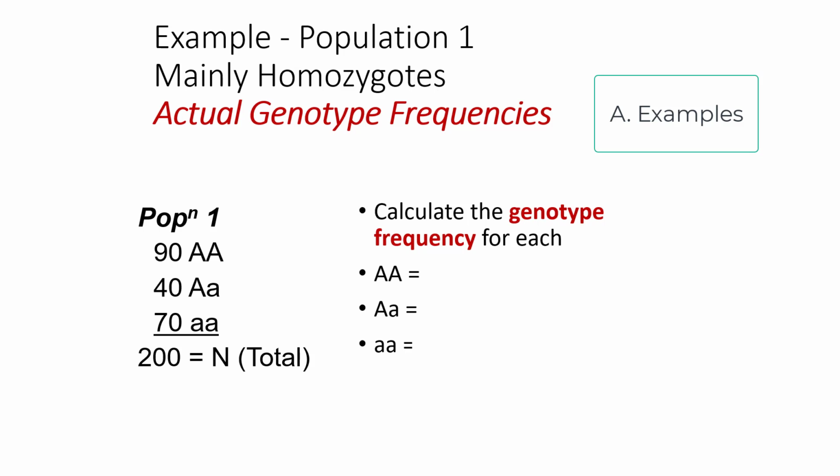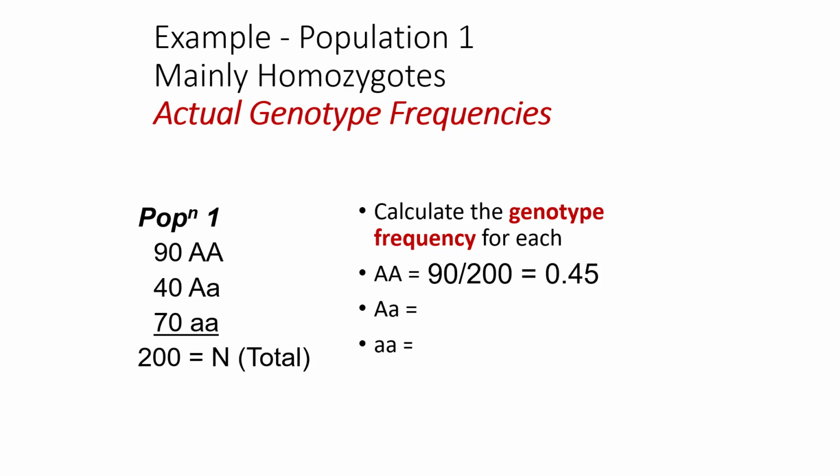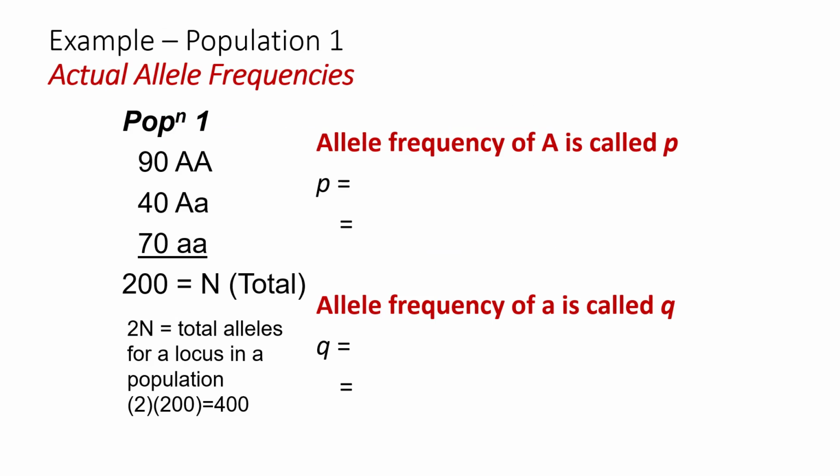Now remember, the genotype frequency is the total number of individuals with that genotype divided by the total number in the population. So for homozygous dominant, it's going to be 90 over 200, or 0.45. For heterozygotes, it's going to be 40 over 200, or 0.2. And for homozygous recessive, it's going to be 70 over 200, or 0.35. Double check this to make sure it adds up to 1, and yes, it does.